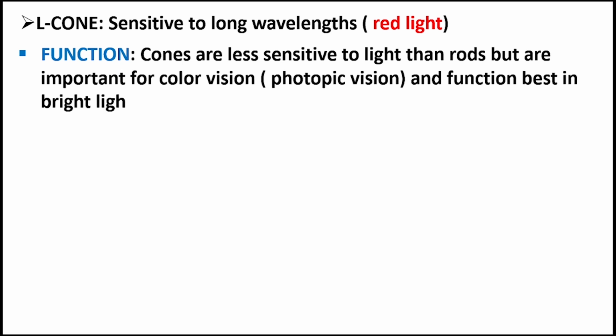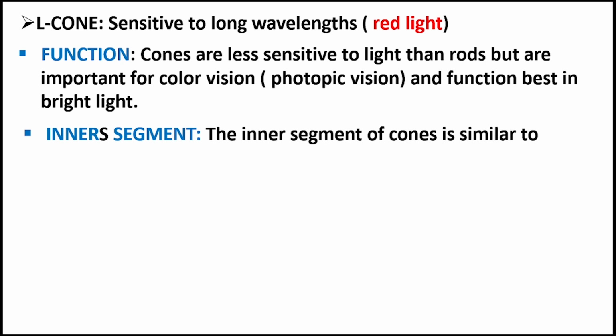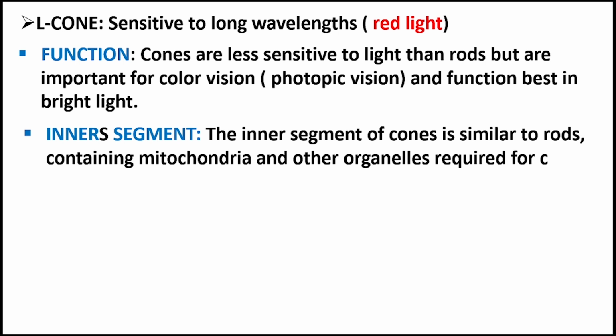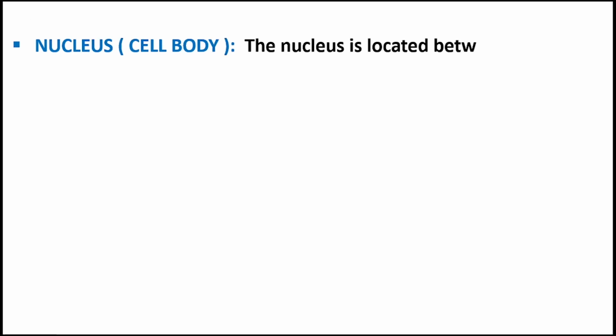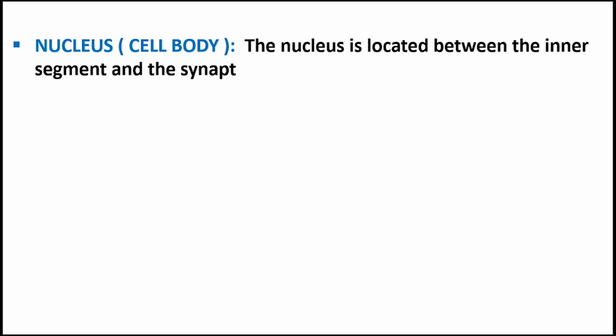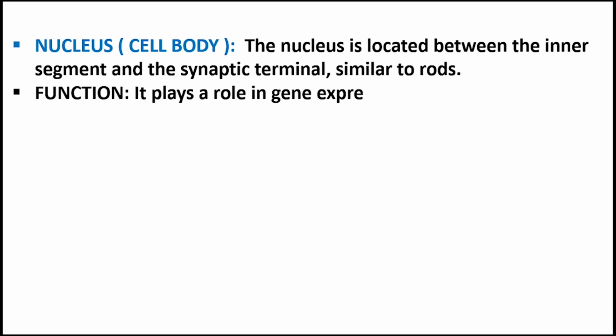in bright light. Inner segment: the inner segment of cones is similar to rods, containing mitochondria and other organelles required for cell maintenance. Function: it performs metabolic activities important for the function and survival of the cone cells. Nucleus, cell body: the nucleus is located between the inner segment and the synaptic terminal, similar to rods. Function: it plays a role in gene expression and protein synthesis.